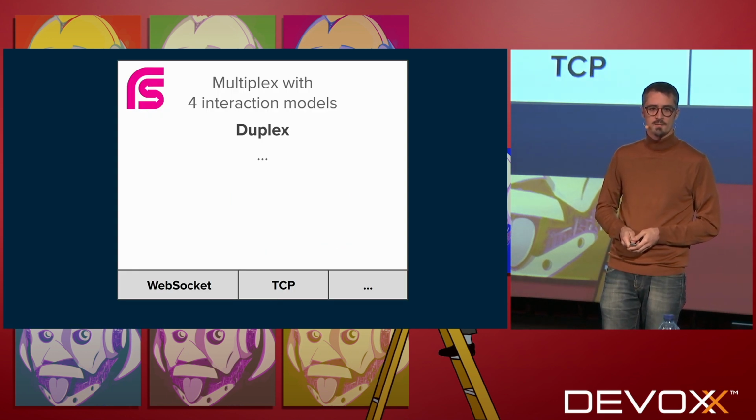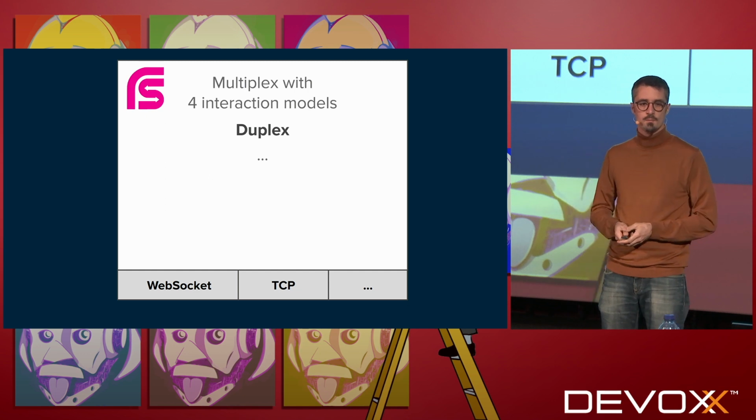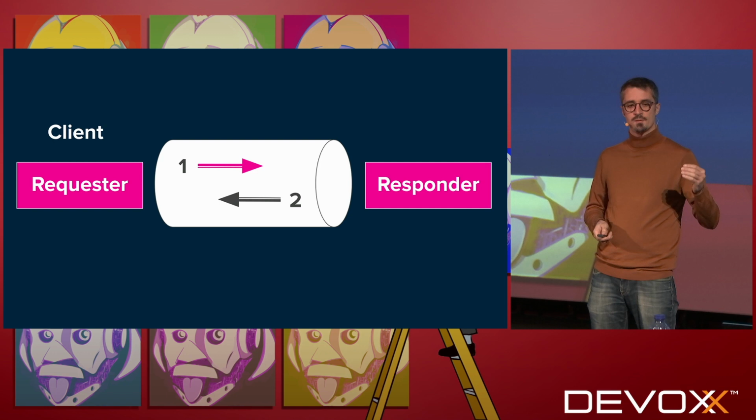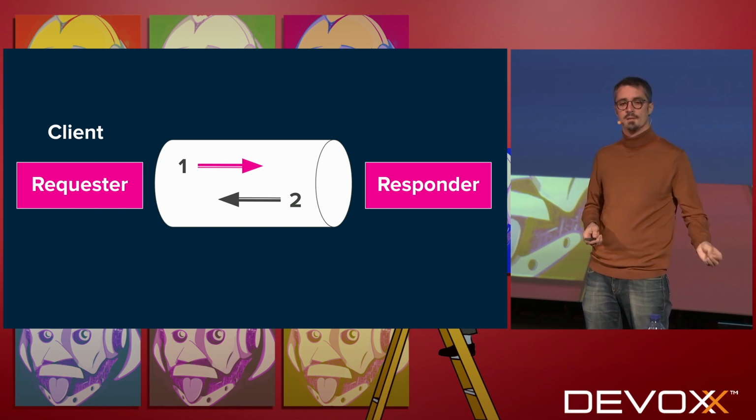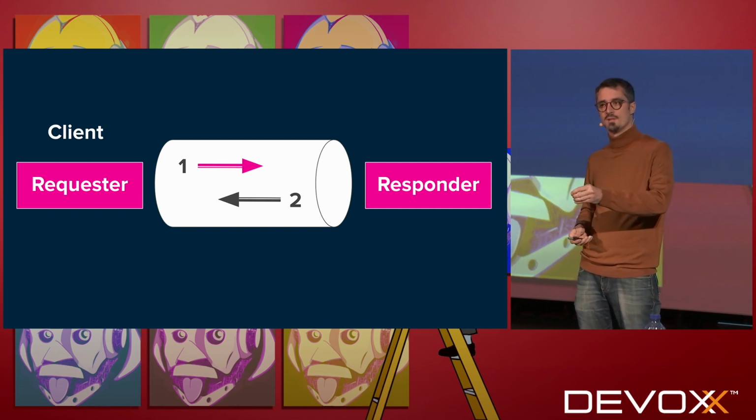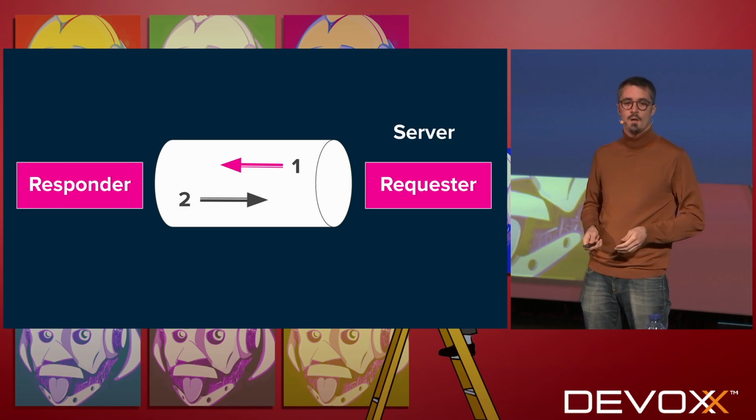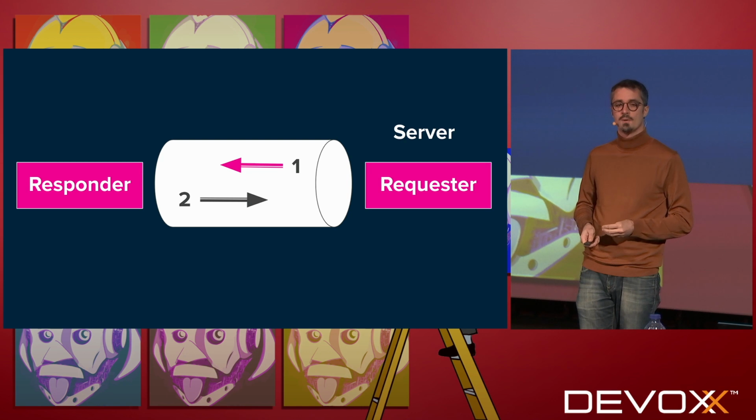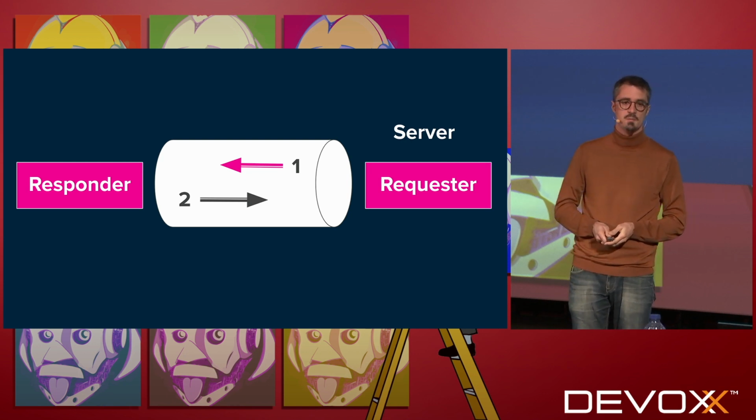Like I said, it's duplex, so you can use two-way communication. In HTTP, you just have the client, which is the requester, and it sends something to the responder, which is the server, and then you get the answer. With RSocket, the server can be the requester and send some data and get some response. So that brings some new possibilities compared to HTTP.